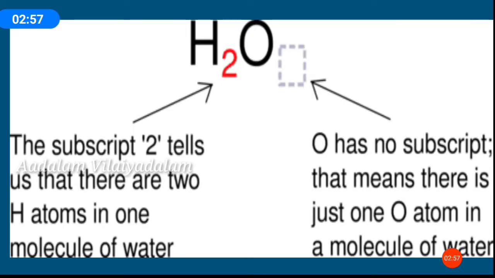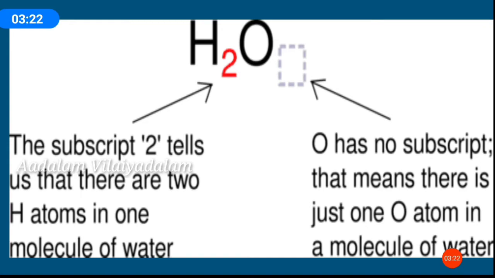In this chemical formula, subscripts are given after the symbol. These subscripts represent the relative number of atoms in one molecule. For example, the chemical formula of water is H2O. Water contains 2 hydrogen atoms and 1 oxygen atom.